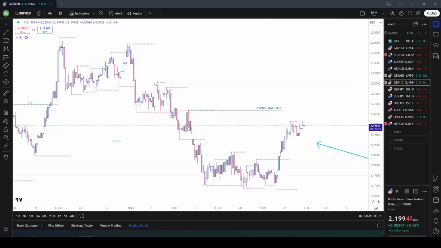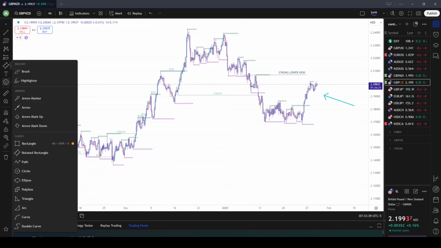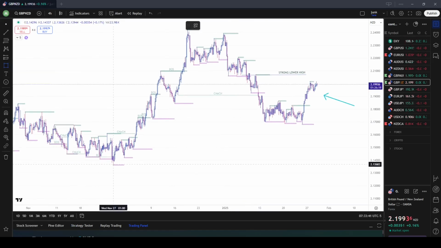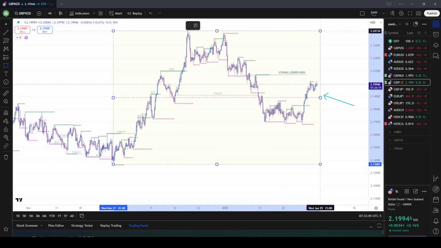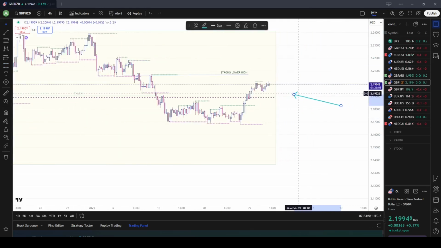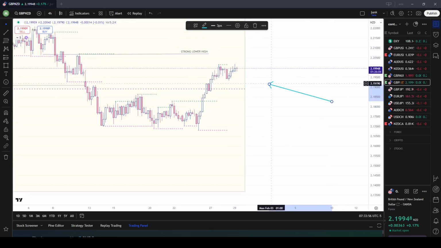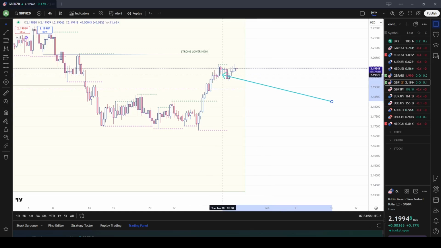GBP NZD, a similar situation. We mapped out the daily structure, and NZD moves with Aussie dollar, so similar situation. Broke out of the range, no pullback. Well, now it's ranging. Let's see. No significant pullback, but it is ranging. I don't see any opportunities to buy. I would be following the Aussie dollar because that's a stronger pair.